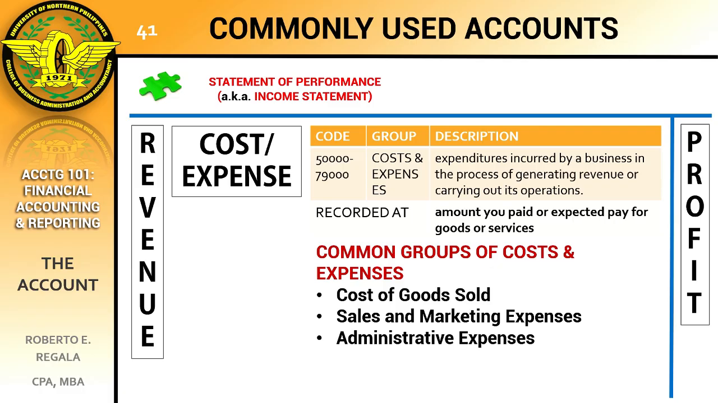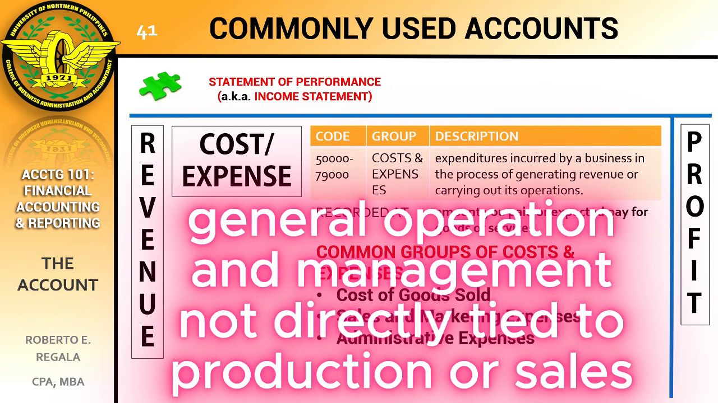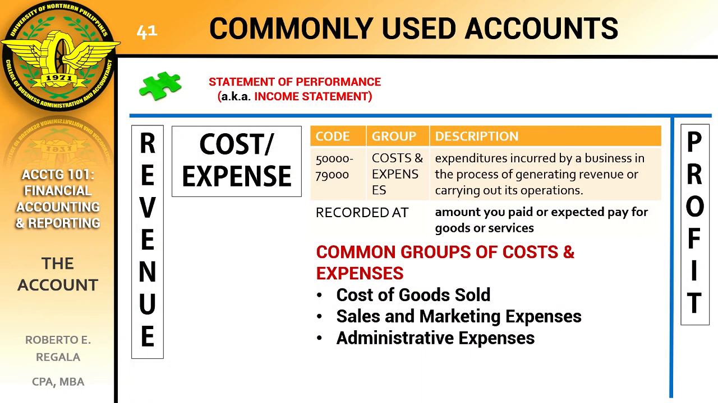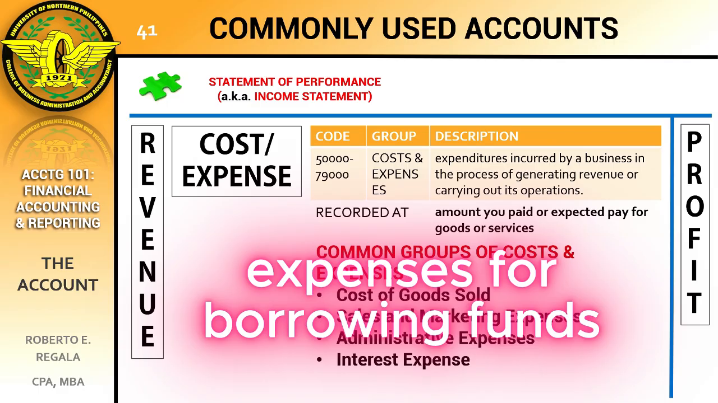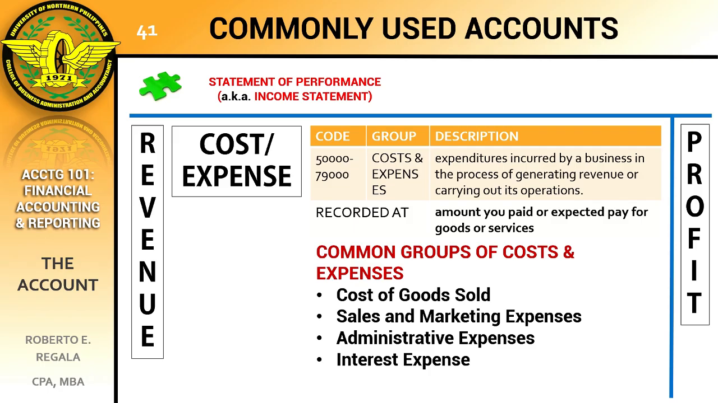Administrative expenses refer to the expenses associated with the general operation and management of a business that are not directly tied to production or sales activities. These expenses are necessary to keep the business running, but do not contribute directly to the creation of goods or services. Interest expense refers to the expenses incurred by a business for borrowing funds, typically in the form of interest paid on loans, credit lines, bonds, or other debt instruments. It represents the financial charge for using external capital, calculated based on the principal amount borrowed and the interest rate agreed upon with the lender.